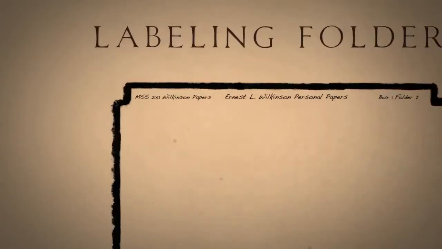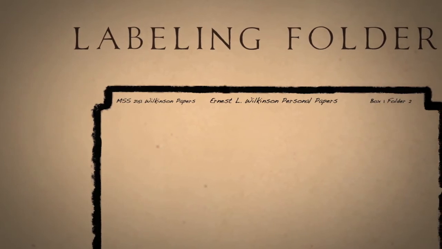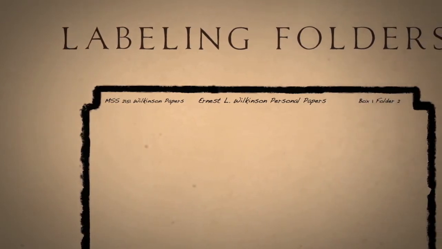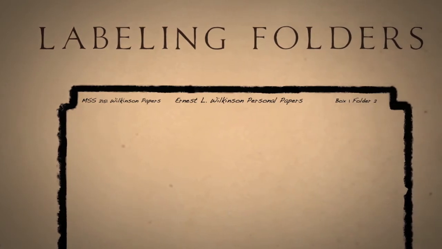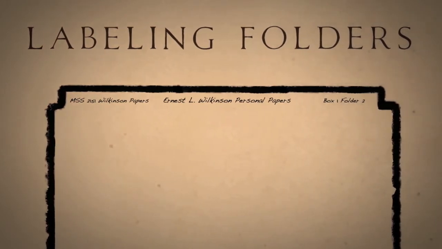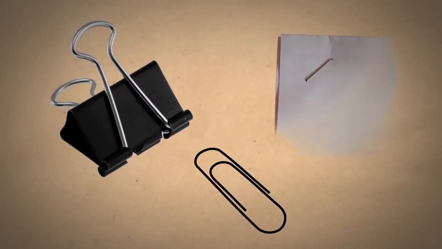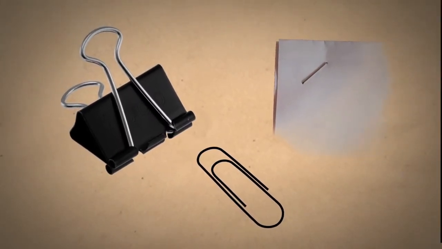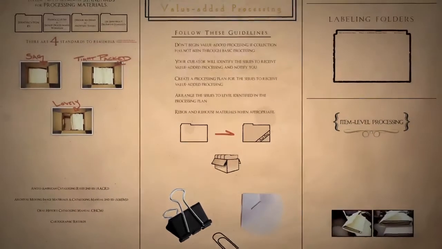Label folders with the collection call number, a brief collection title (for example, Ernest L. Wilkinson Personal Papers becomes Wilkinson Papers), DAX compliant folder title, and the box and folder number. Do not remove paper clips, staples, or other fasteners unless they are obviously causing damage to the materials. Don't hunt for these items during value-added processing.